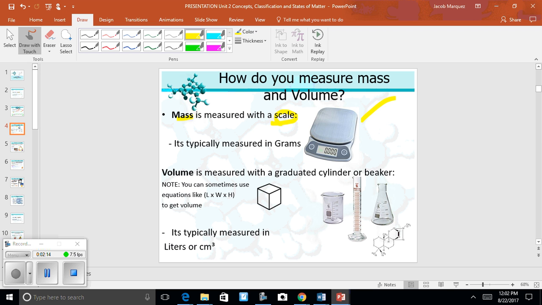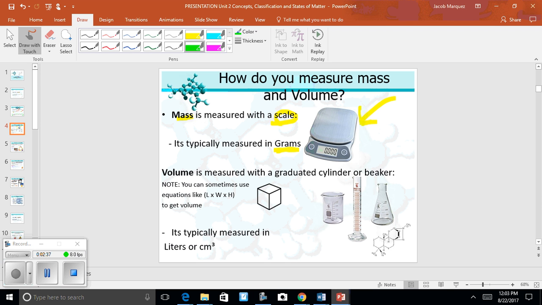And I've got an example of a scale right there. We're going to use some of these scales in class. The units we're going to use to measure mass, typically in science we prefer to use grams. Now it can be kilograms, milligrams, decagrams. As long as it's grams, we're okay.